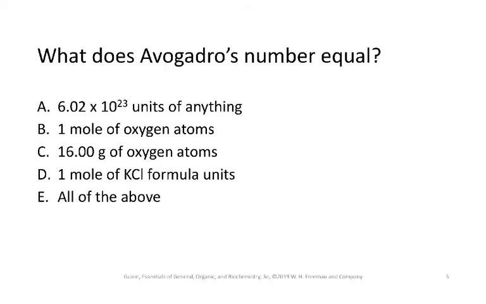Okay, what does Avogadro's number equal? Pause and answer for yourself. Okay, now that you're back, it is all of the above, right? 6.02 times 10 to the 23 units of anything, yes, which is also 1 mole of oxygen atoms, because 1 mole of anything, which is 16 grams of oxygen atoms, 16.00 grams per mole, and 1 mole of KCl formula units would be equal to Avogadro's number. So lots of different ways to think about Avogadro's number.